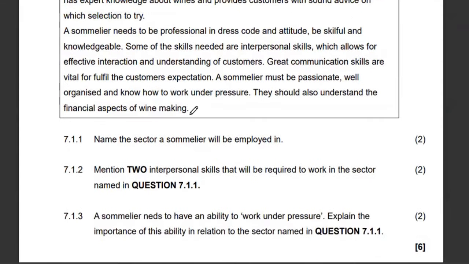Name the sector a sommelier will be employed in. Which sector do we find a sommelier? A sommelier is found in the hospitality sector. So this sector is known as the hospitality sector. Out of the tourism sectors, it's found in the hospitality sector. And to be specific, you can say the food and beverage sector, and we can even expand and say accommodation sector.